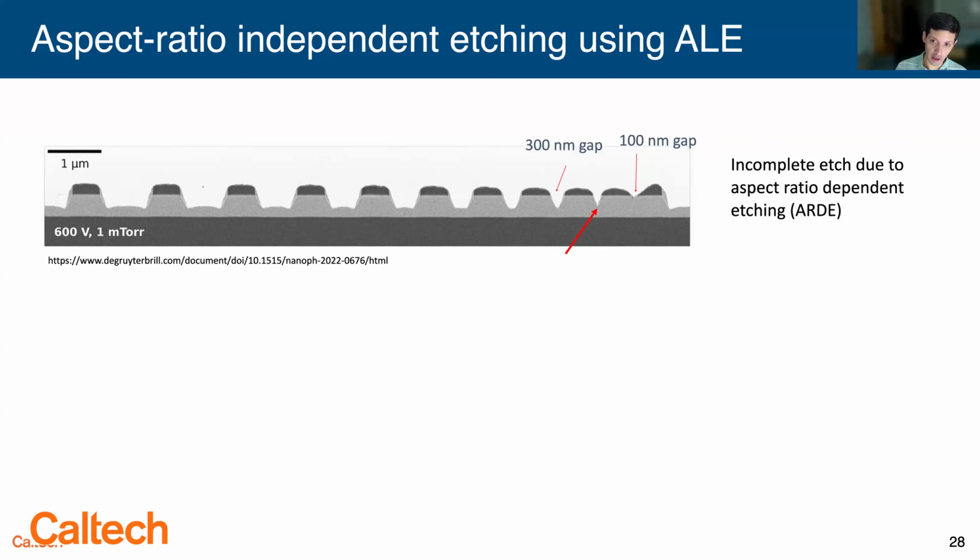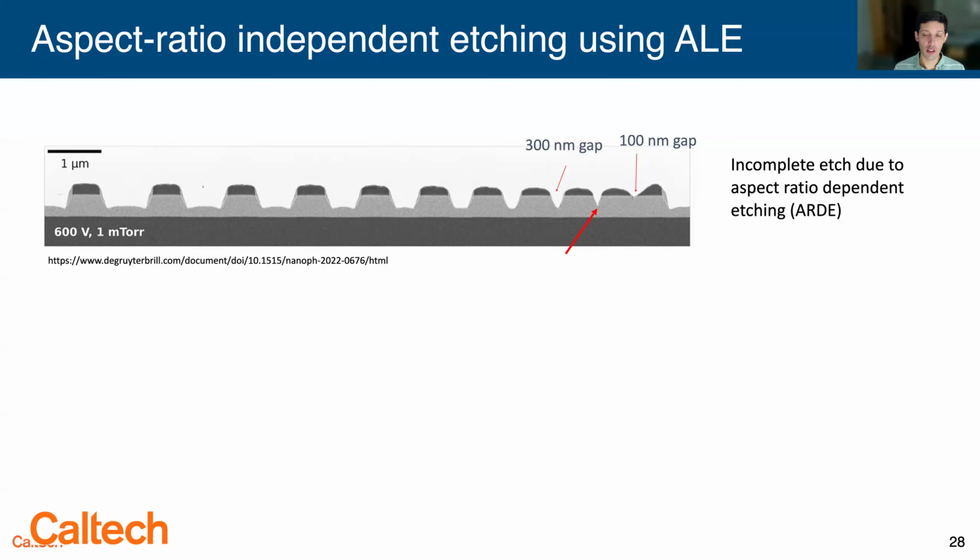the gaps get narrow, meaning higher aspect ratio, there's less ion flux to the bottom of the trench. And since the material removal rate is proportional to the ion flux, that means there's less etching at the bottom of the trench. And you can clearly see that on the right of the image there, like the 100 nanometer gap, it's essentially not etched because of this effect.